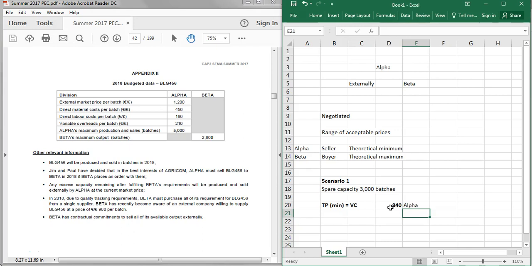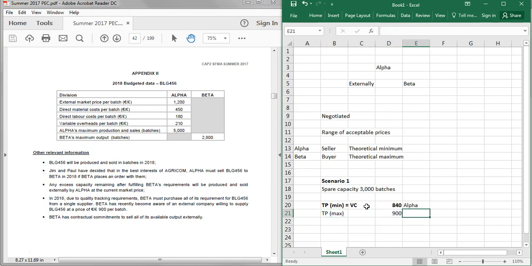So if they have to use it, they will incur 840 per batch. So if they got 840 back, they'd be no worse off. It's not to say they'd accept that, but that's the theoretical minimum for the negotiation. That is the floor in the range. Now the theoretical maximum that the buyer would be willing to pay will always be 900. 900 is the transfer price max.